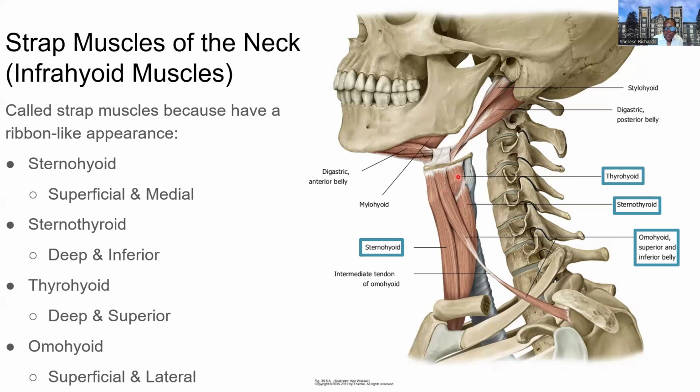Lastly, the omohyoid. The prefix omo actually means shoulder. One of the attachments of omohyoid is posteriorly, and then superiorly onto the hyoid, hence the term omohyoid. It's the only strap muscle that curves posteriorly onto the scapula and then has another attachment superiorly onto the hyoid.